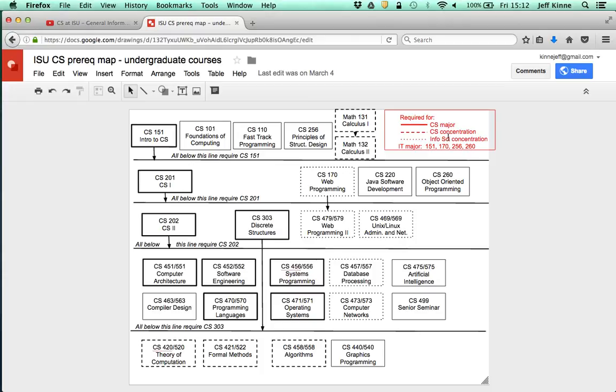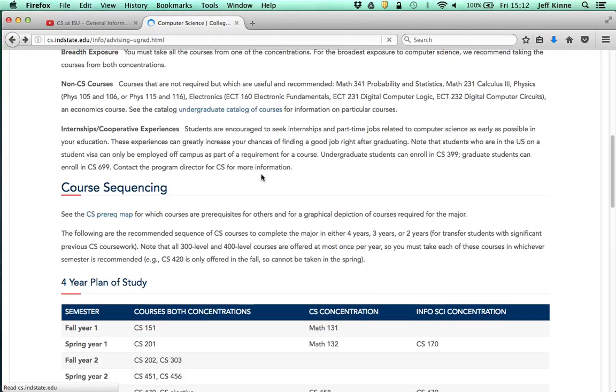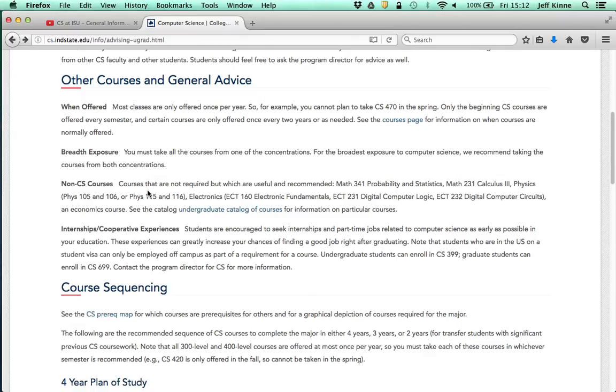This key here shows that the bold highlighted boxes are required for the CS major, the dashed ones are for the computing science concentration, the dotted ones are for the information science concentration, and then these courses here are in the IT major. There's a little bit more information up here which gives some thoughts about courses that are not computer science that are good to take.